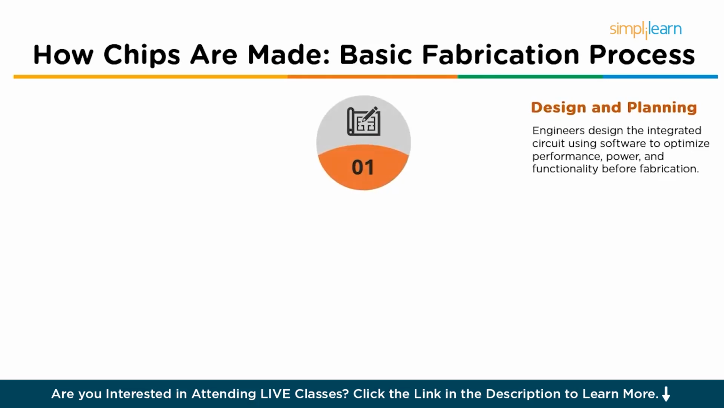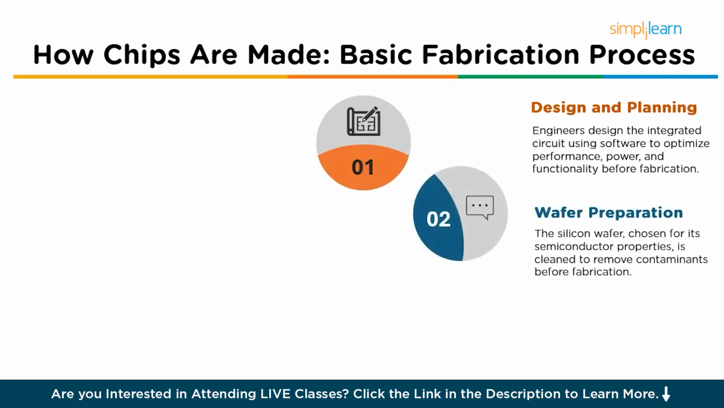The basic fabrication process consists of the following steps. The first one is design and planning. Before any physical work is done, the design of the integrated circuit is created. Engineers use specialized software tools to design the chip's architecture, ensuring that the arrangement of transistors and the other components will perform the required tasks. This is a crucial stage in chip fabrication, as the design directly impacts the chip's performance, power consumption, and overall functionality.